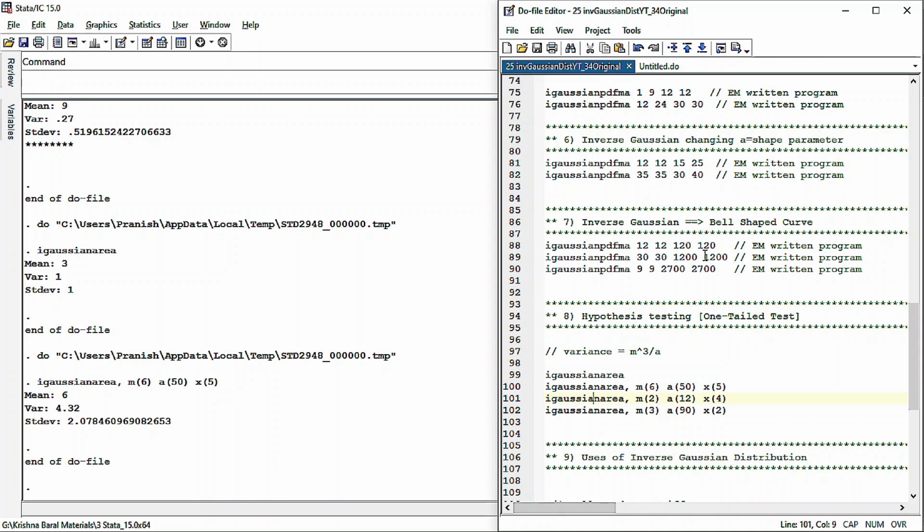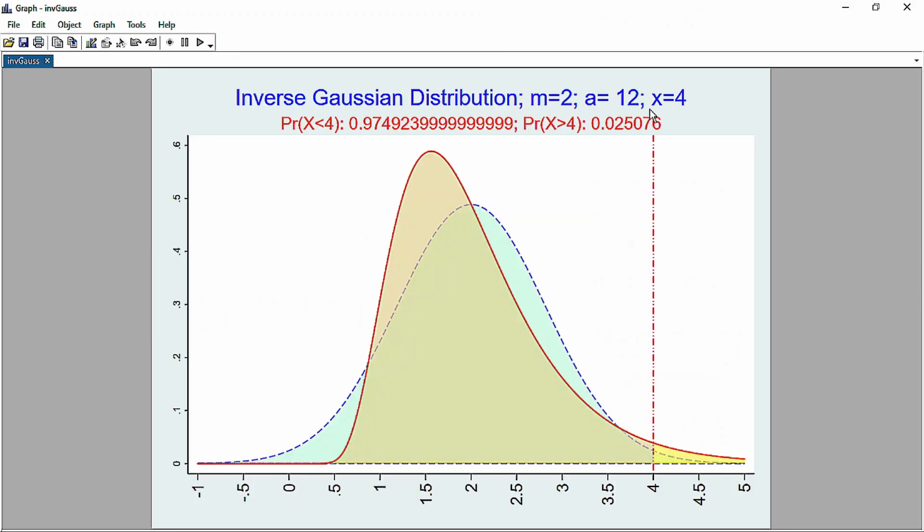Now, for the mean to be 2 and the shape parameter to be 2, we want to test whether the value of x is equal to 4. Null hypothesis, x equal to 4. For x less than 4, it covers 97% of the area, which is greater than the 5% alpha value. That is why we fail to reject the null in this case. And for x greater than 4, we cover only 2%, nearly 3% of the area, which is less than our 5% alpha value. That is why in this case we reject the null, and we conclude that x is in fact greater than 4.